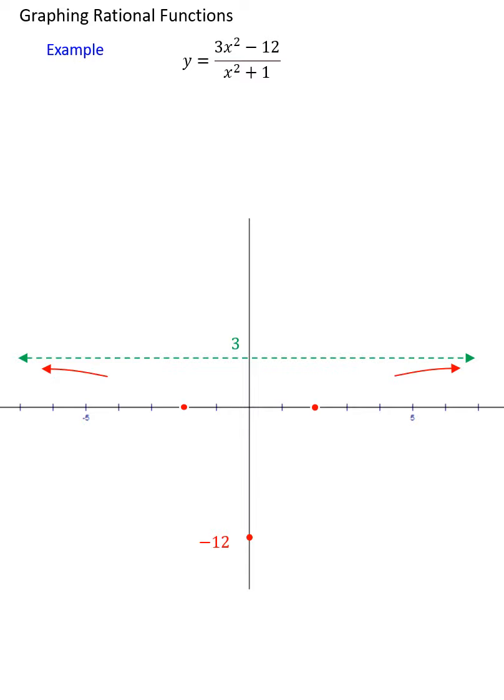And now that I know 3 points on this graph and the manner in which it approaches its horizontal asymptote, I essentially have a good enough sketch of this graph, and I'm now finished with this problem.